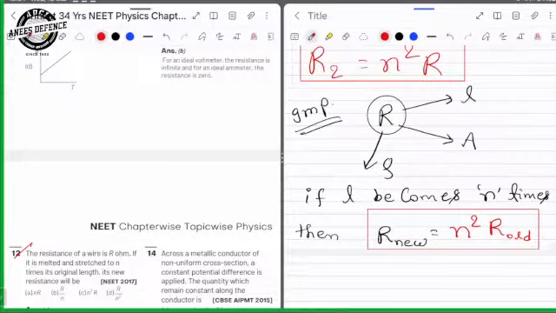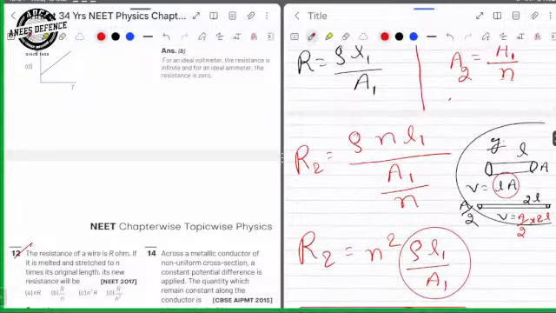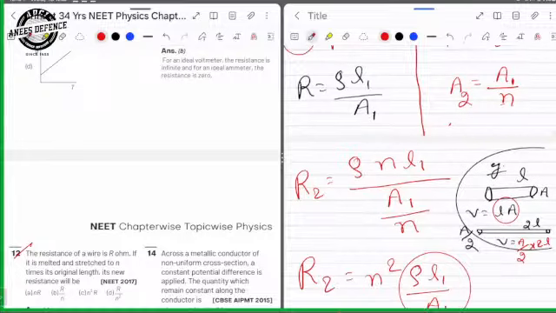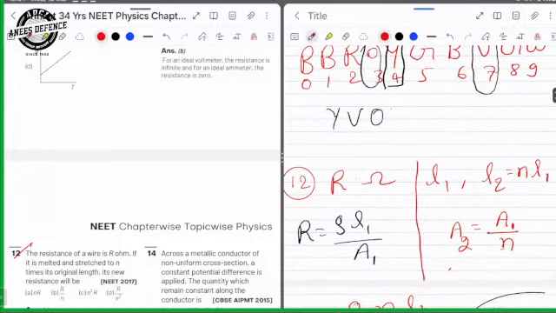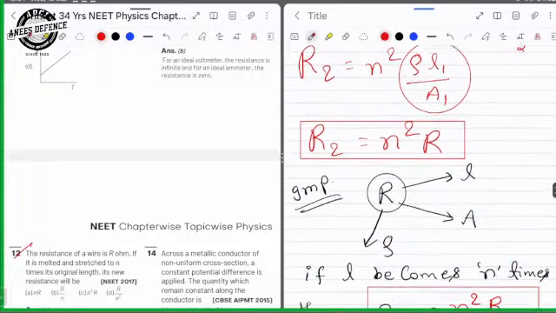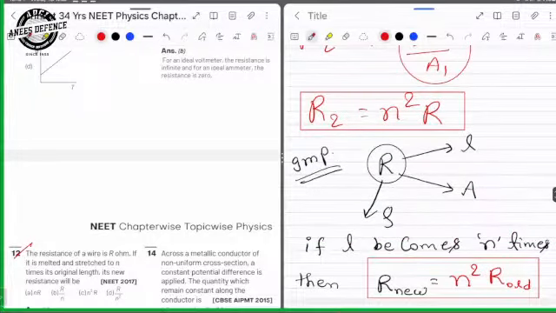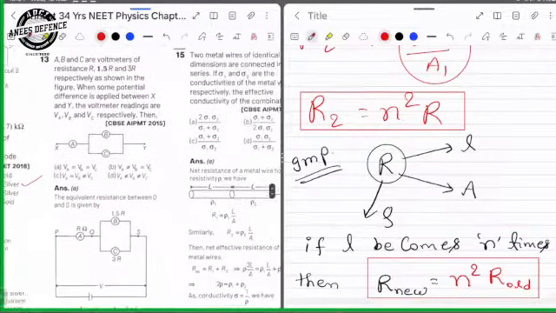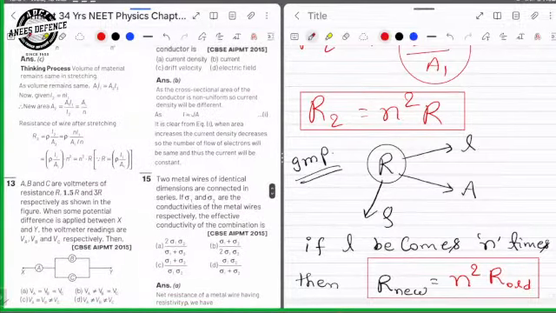Yes or no? This is the logic. So according to this question, no need to do that much calculation. Directly you can say that length becomes n times, so resistance becomes n squared times. So without solving, you can take the answer. Yes or no? So which answer is correct? C, n squared R. Yes or no? Okay. Next question. Question number 13.